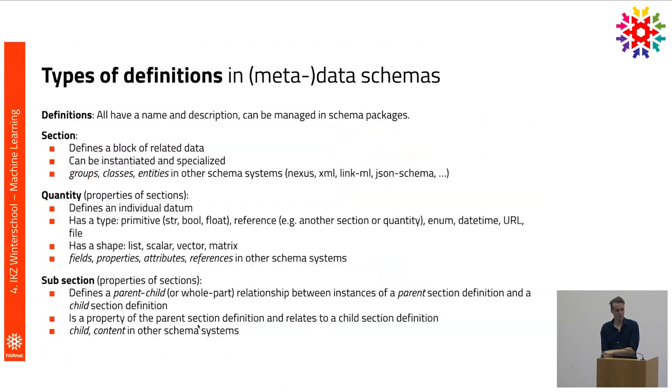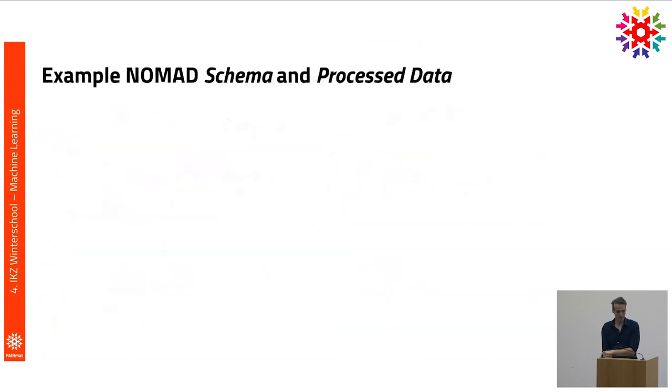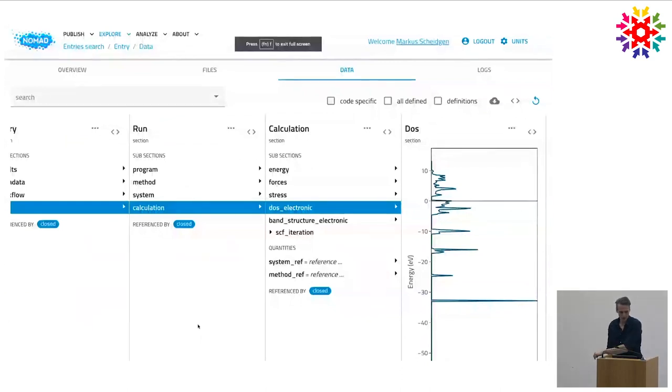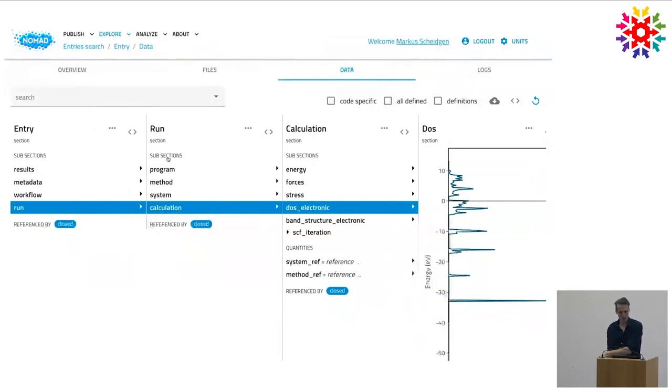Okay, let me jump ahead because of the time. Let's go into NOMAD one more time and look a little bit at the schema relationship with the data on a practical example. So this is where we were before, right? This little browser here for calculations.